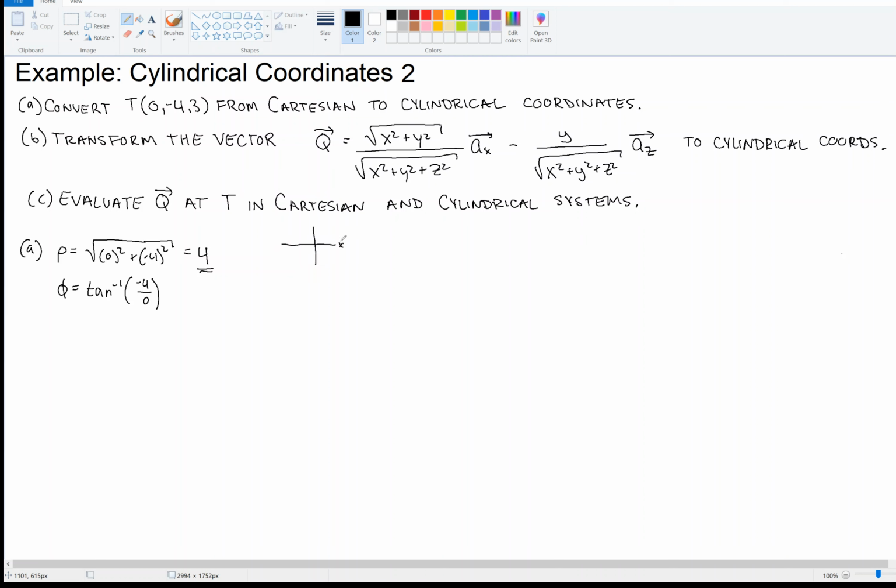If you imagine here's x, here's y, you go -4 down y, right, and 0 in x, so that puts you here. So what angle is that? Right, that is 270 degrees, exactly 270 degrees. All right, so that's phi, and then remember z is z, so z equals 3. So we have our point now. It's 4, 270 degrees, 3. That's the answer to part A.